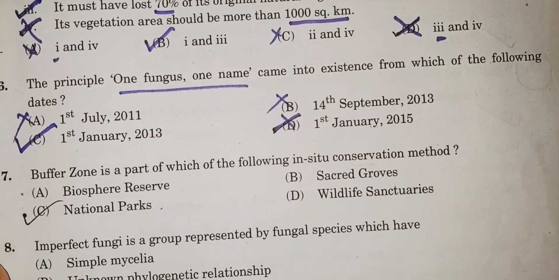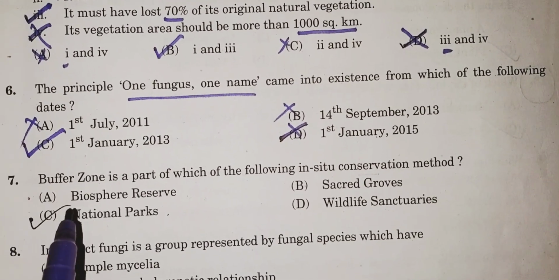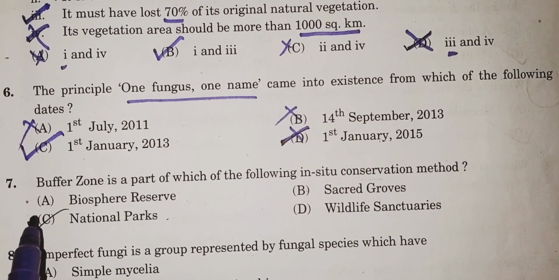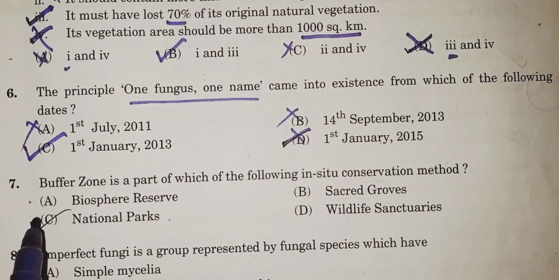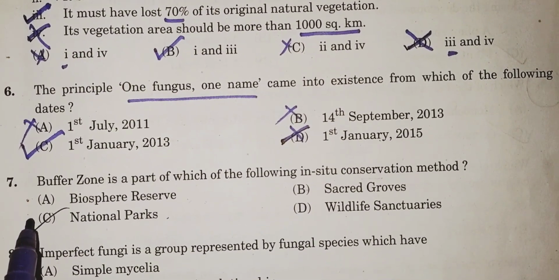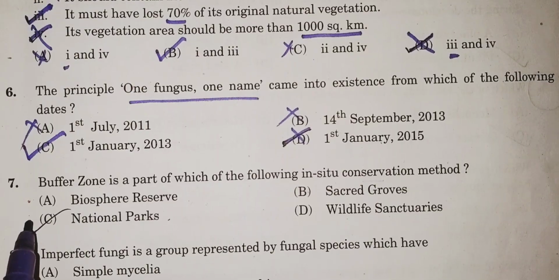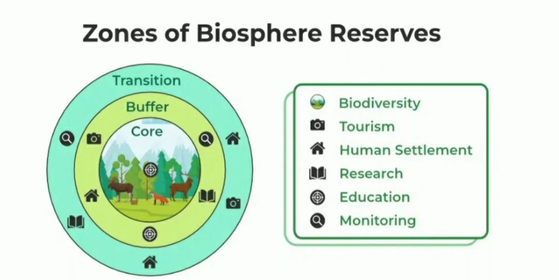Okay. Yes, our next question is, buffer zone is a part of which of the following in situ conservation method? Now, if you take a look at this picture, you will understand. See, biosphere reserve is your correct answer. National park doesn't have all these buffer zones, sacred groves doesn't have, wildlife sanctuaries doesn't have. So biosphere reserve is your correct answer. Take a look at the picture, you will understand.